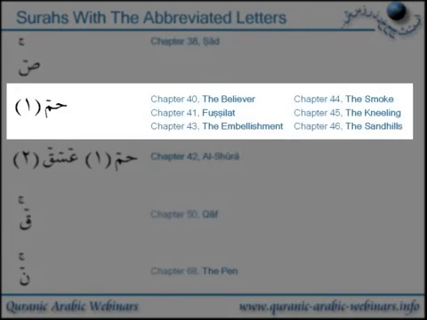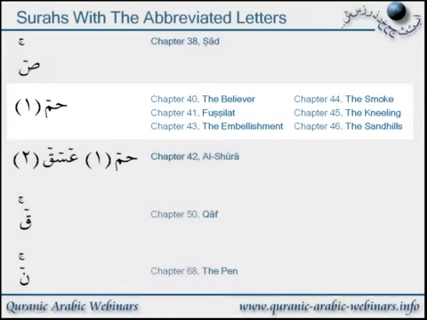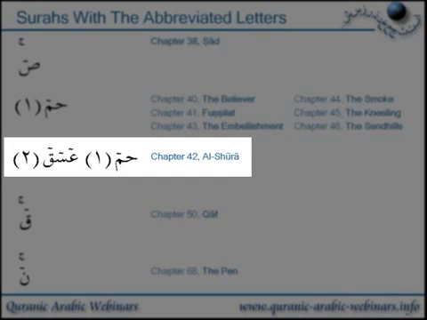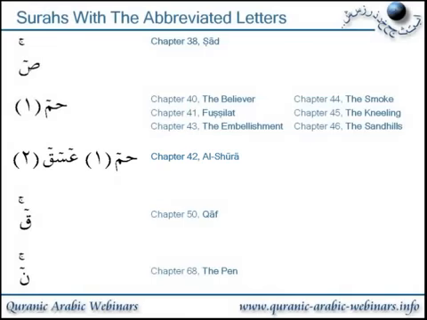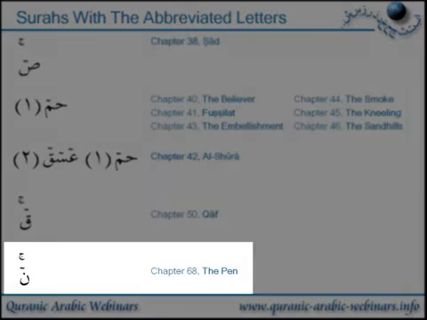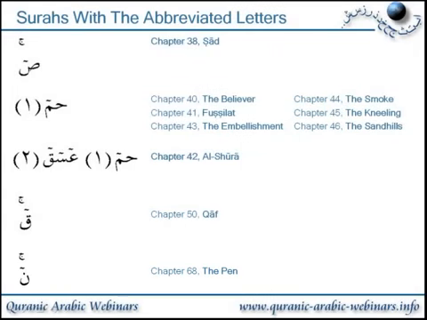Then we have Ha Mim, which is Surah 40, 41, 43, 44, 45 and 46. And then we have this Surah 42. They actually have 2 lines with 2 sets of these abbreviated letters. So the first one is Ha Mim, and then the second sentence is Ain, Sin, Qaf. Then Surah 50 starts with Qaf, and Surah 68 starts with Noon, and the 2 little jeems there are again for stopping or pausing, which we covered in the other lesson on stopping and pausing signs.